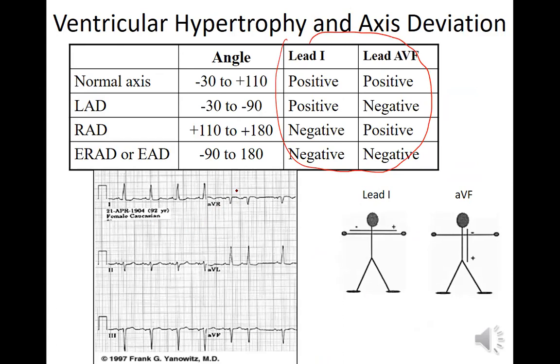Let's look at this whole thing. Lead AVR, is it negative or positive? And these are just the limb leads, right? Negative, good, normal. Lead 1, lead AVF. So what do we have here? That's negative. So it's closer to lead 1, further away from AVF. So it's drifting off to the left, right? Up into the left upper quadrant. Correct? Minus 30 or less.